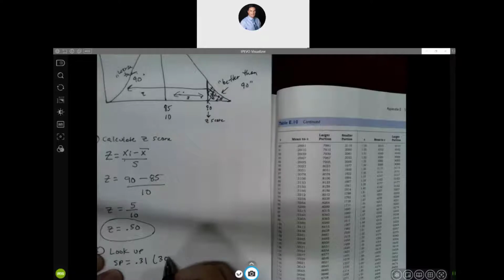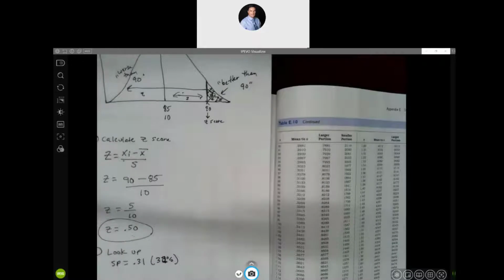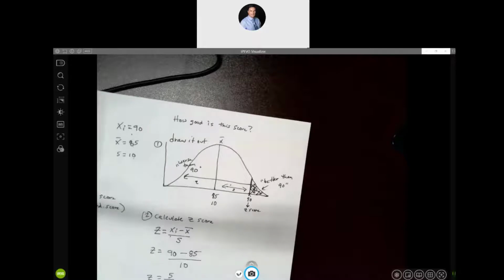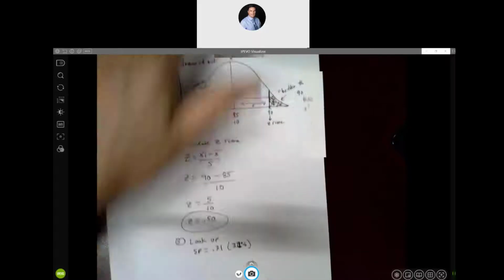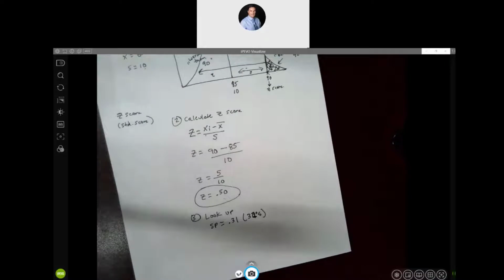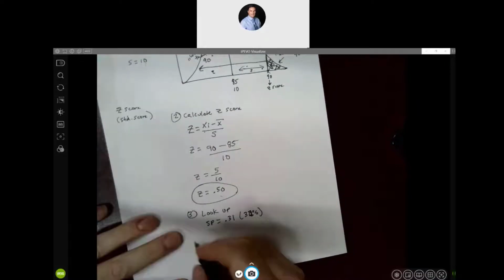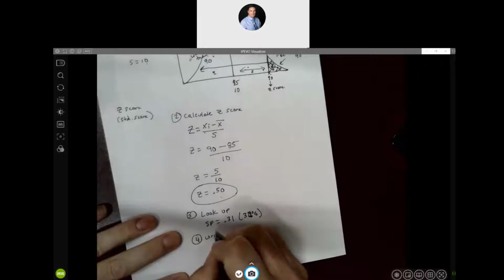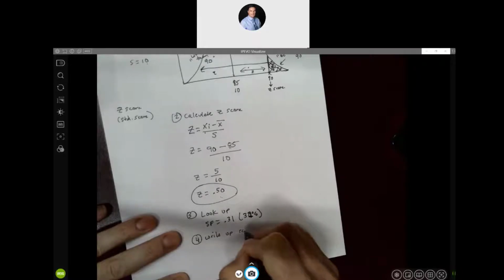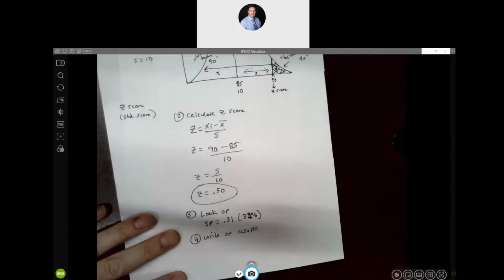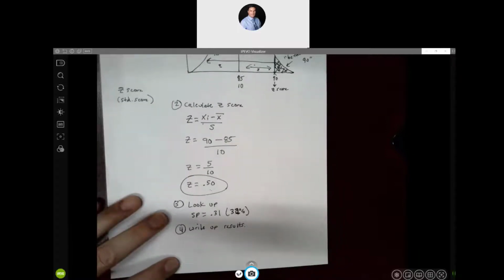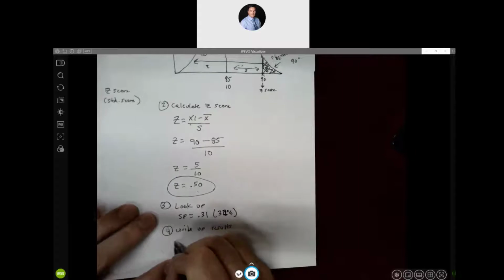Another way of interpreting that is 31% of the scores. So 0.31, 31%. Now we're not done yet. We've done step 3. The 4th step is we're going to write up our results. And this is what I'm going to write. Remember, APA style says you can't begin a sentence with a Roman numeral.